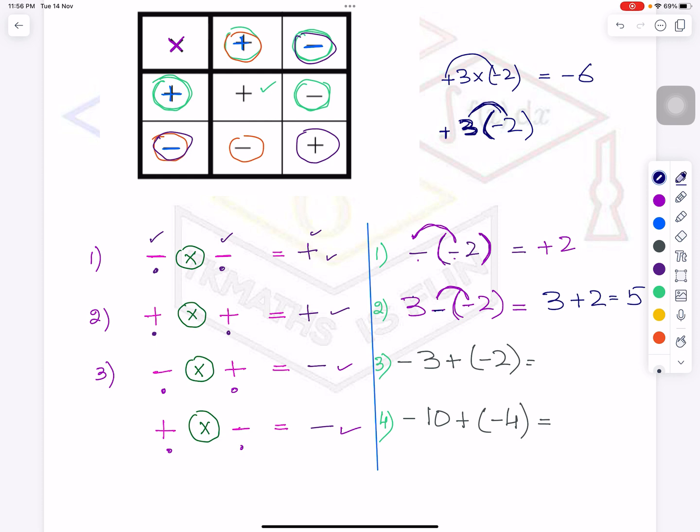Okay. Now let's do question number 3. Now this is minus 3. Okay. And this plus is multiplying by minus. So signs are opposite. Whenever the signs are opposite and bracket means multiplication, then answer will be minus. So plus multiplied by minus is minus and 2. And we have seen in the previous video, minus 3 minus 2 is minus 5.